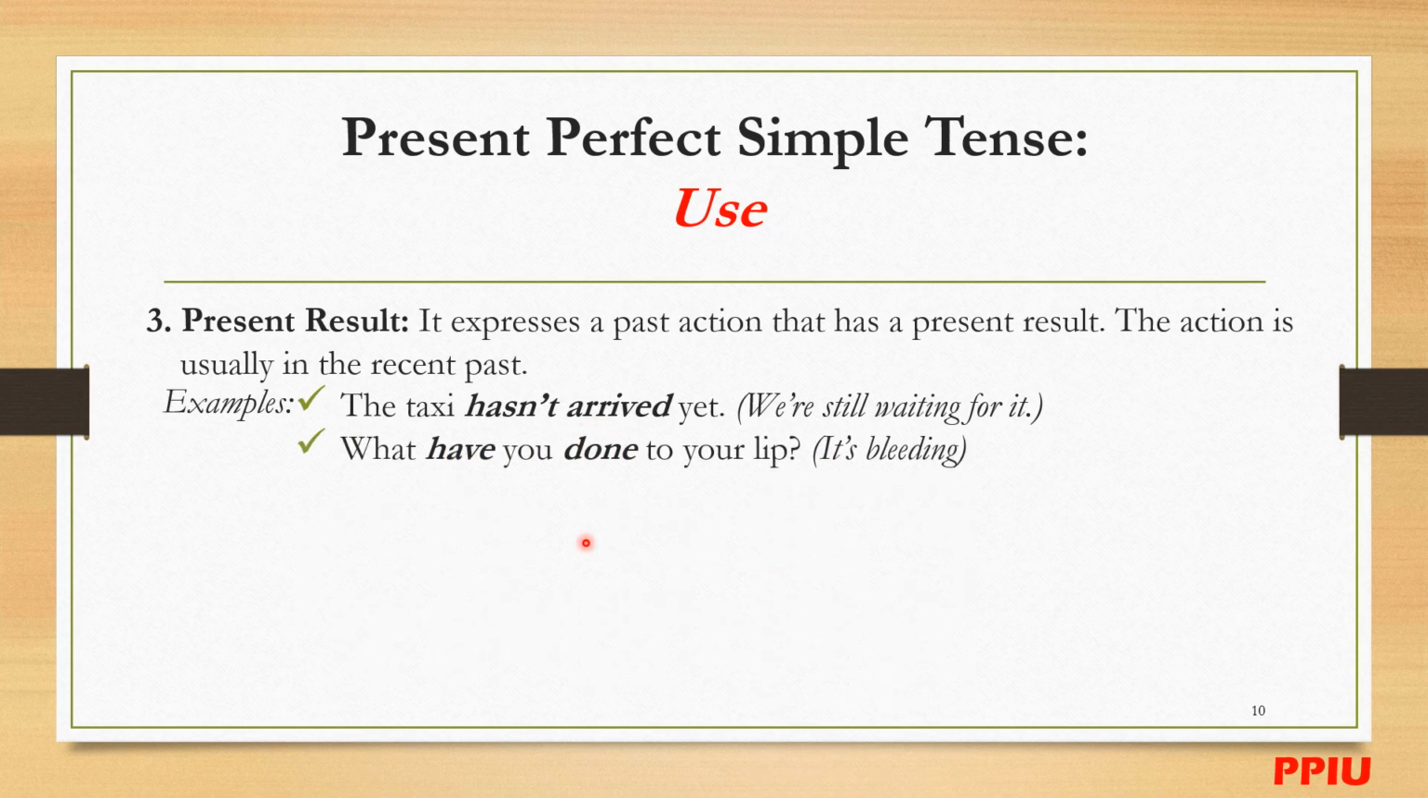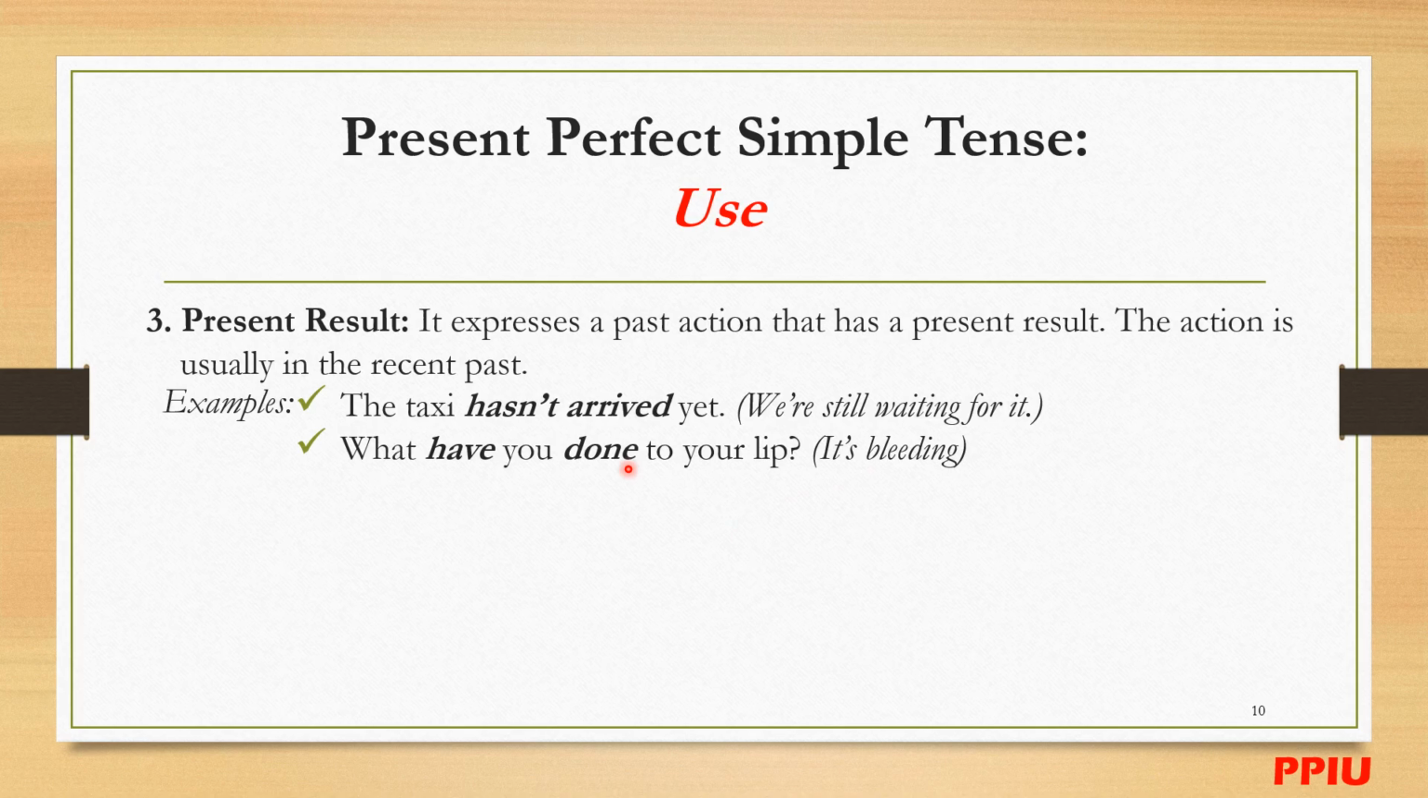Okay, the second example. What have you done to your lip? It's bleeding. What's wrong with it? The bleeding means blood. Okay. The speaker saw the blood on your lip. So what have you done with it?